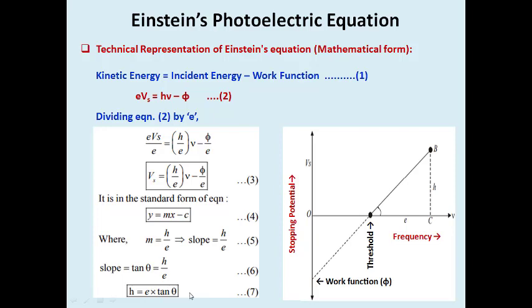What is the significance of this plot? By using this plot we can find the charge of the electron e and h, the Planck's constant. Along with that, we can find the work function phi of the material. Okay, right?